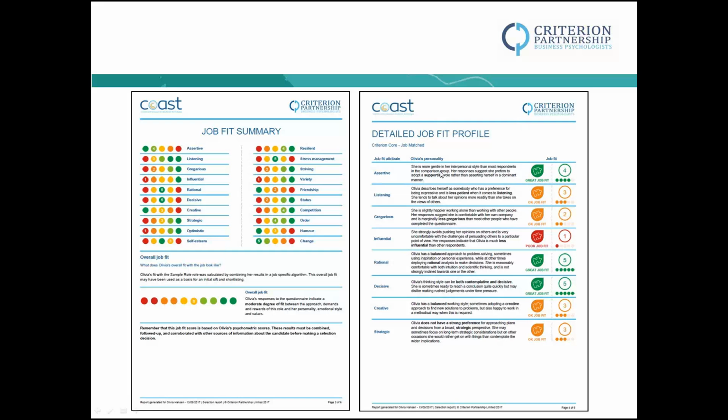The text here is relating to what essentially their STEM score was on this particular scale. So we can see here that it says she is more gentle in her interpersonal style than most respondents in the comparison group, which reflects what we see here, which is that a good fit is someone lower on the assertive scale, and that's what this text represents here. So if you wanted a little bit more information or something a bit more specific about what this scale is telling me, that's where you will see it in the detailed job fit profile.